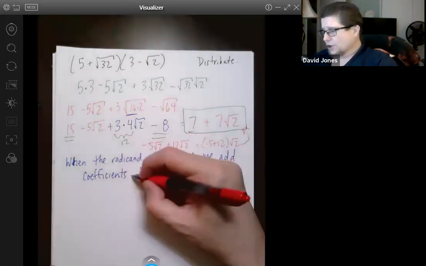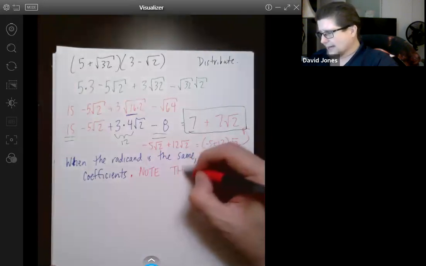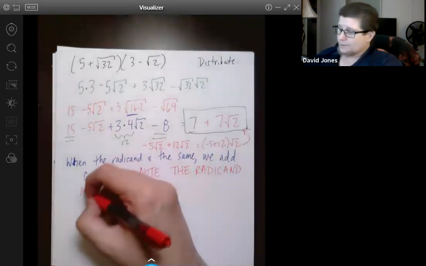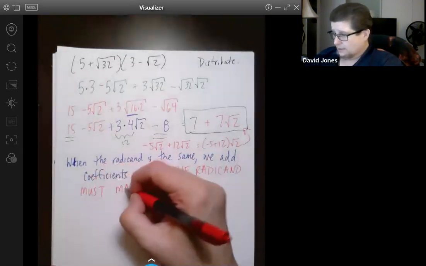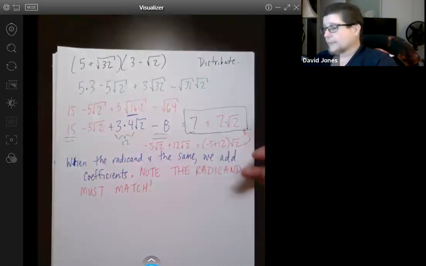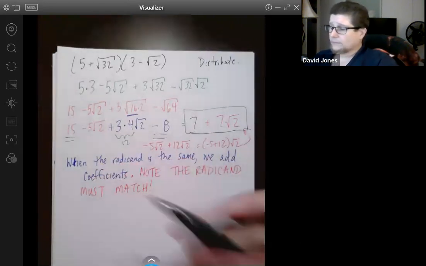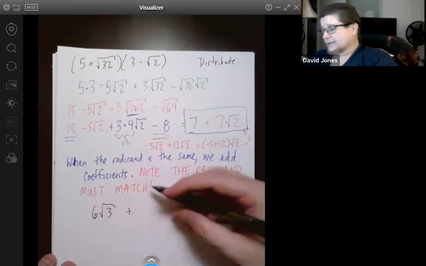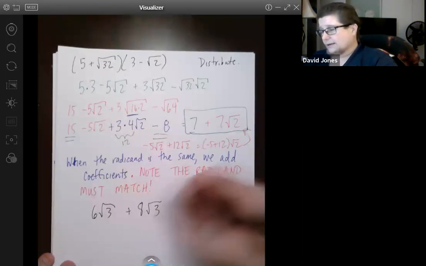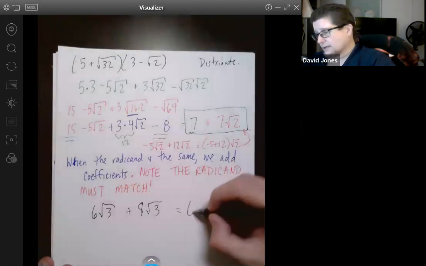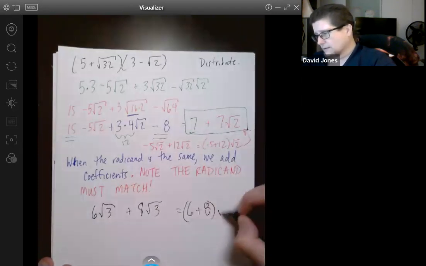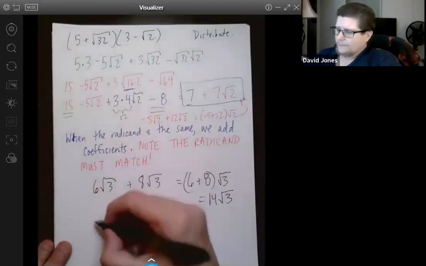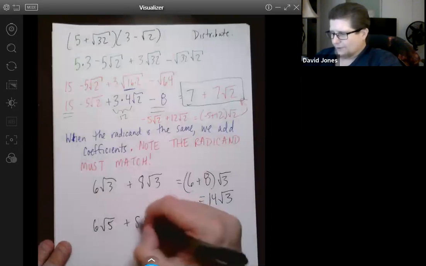Note, the radicand, or what's inside, must match. So 6 root 3 plus 8 root 3 matches. 6 root 5 and 8 root 3 does not combine.